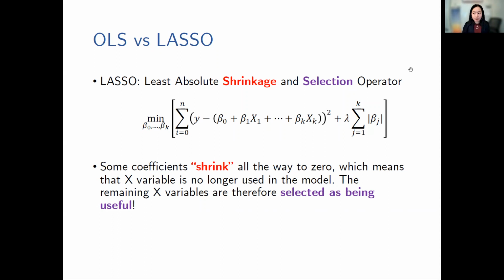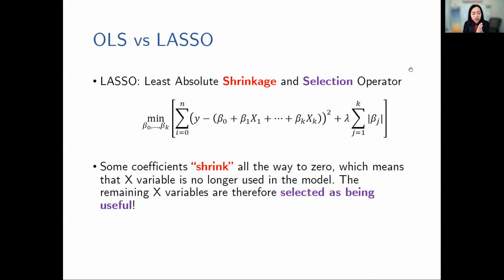More specifically, it should be coefficients. Some coefficients shrink from 10 to 9, so even though it becomes smaller, it still stays there. But if some coefficients shrink from 2 to 0, then it becomes useless. If it's 0, then this term, or this x variable, is not useful in the model anymore because the beta in front of it shrank all the way to 0.